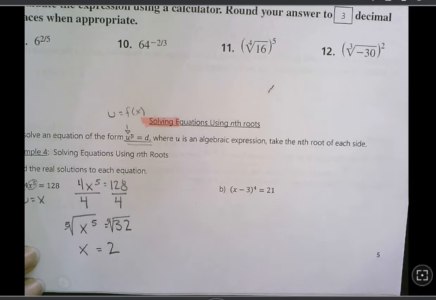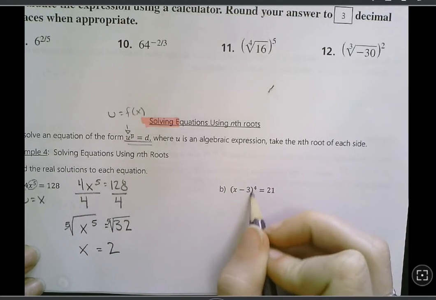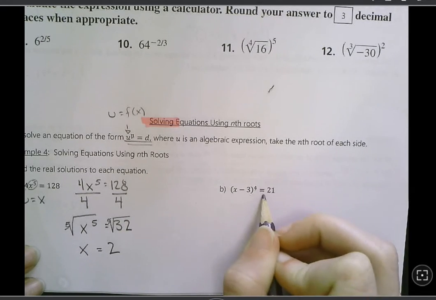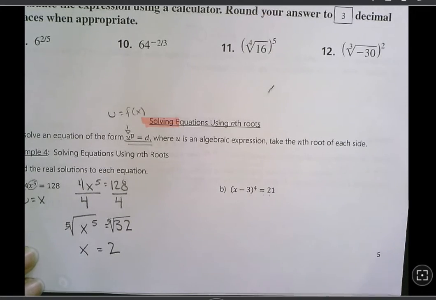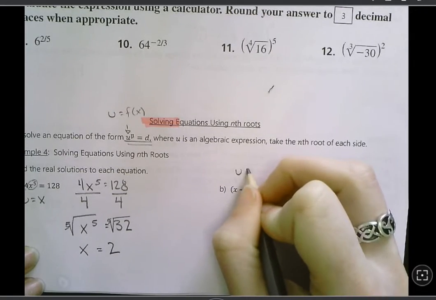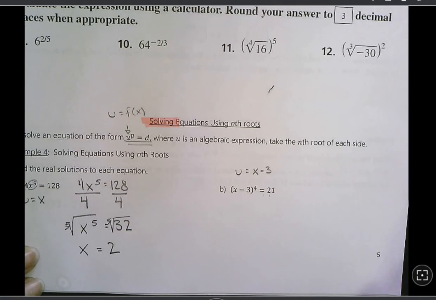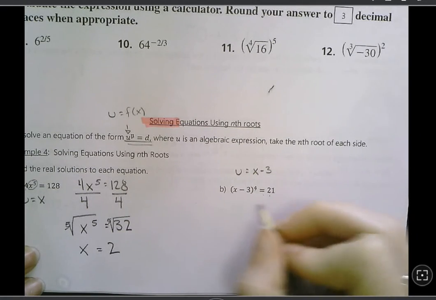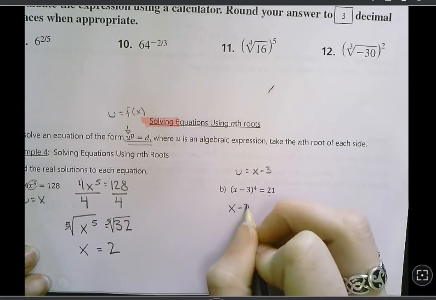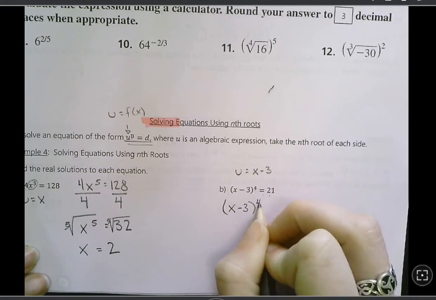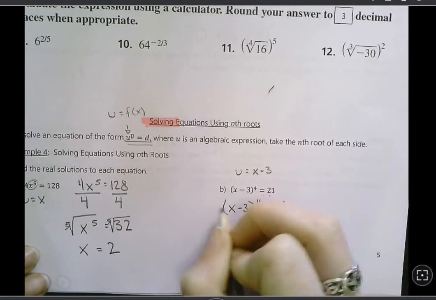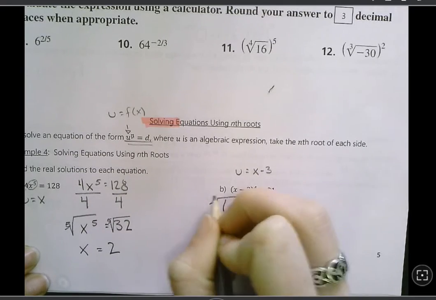Now for b, we have x minus 3, and that has parentheses around it, and it's to the 4th power equals 21. What we're going to do here, well, our u in this case would be that x minus 3 because all of that is raised to the 4th power. So what we need to do here is you can't do anything with that 3 yet. This is where you will take that 4th root.